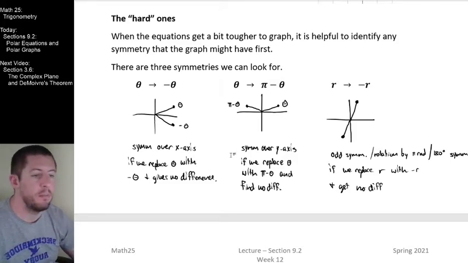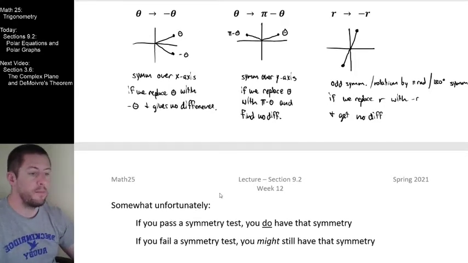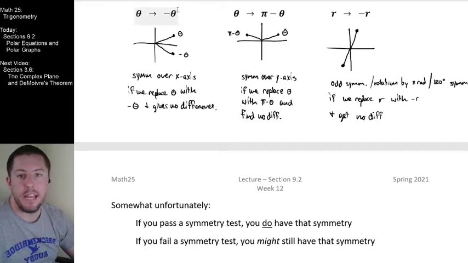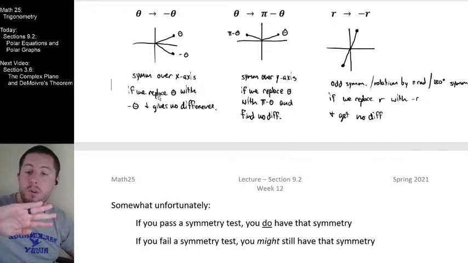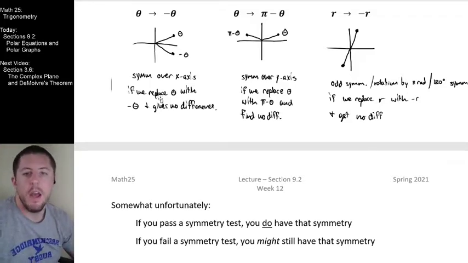Now, here's going to be the little bit of a bummer about these symmetry checks. Somewhat unfortunately, if you check for a certain symmetry, if I swap out theta for negative theta and find that my equation is the exact same after a little bit of simplification, then that means that I definitely do have this symmetry over the x-axis. And therefore I know if I can graph the top half, then the bottom half is going to match identically.